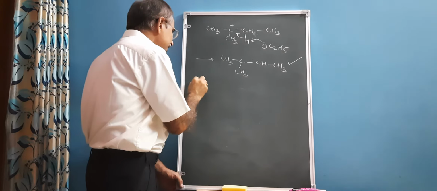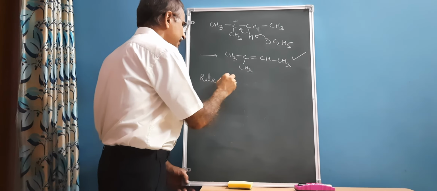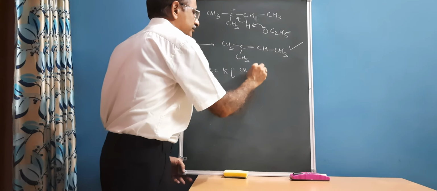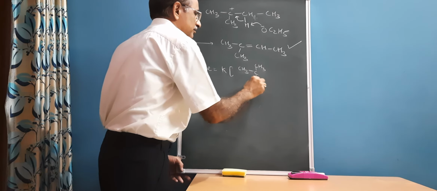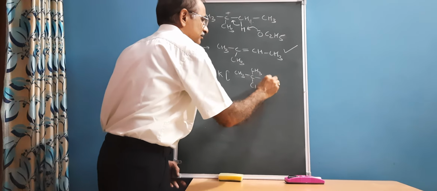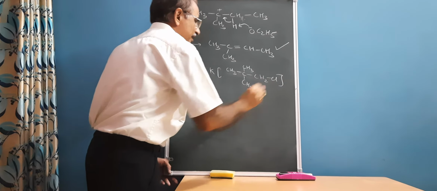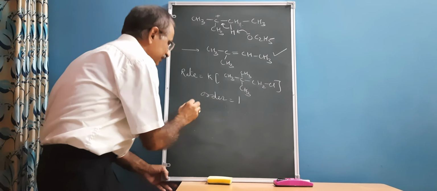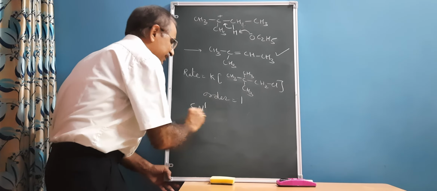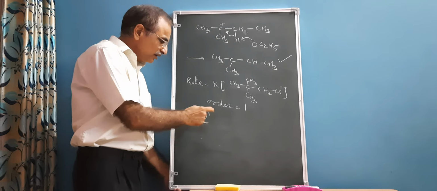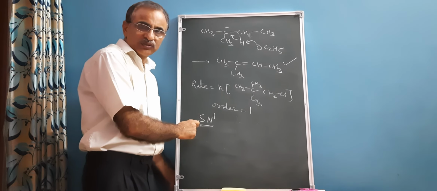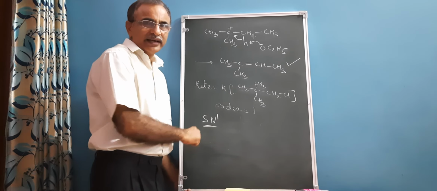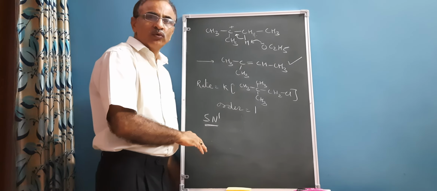Here the rate of reaction can be written as K times the haloalkane concentration, therefore we can say that the order of this reaction is 1. This is the SN1 reaction, unimolecular nucleophilic substitution reaction. This is how we can write the mechanism of SN1 and SN2 reactions.